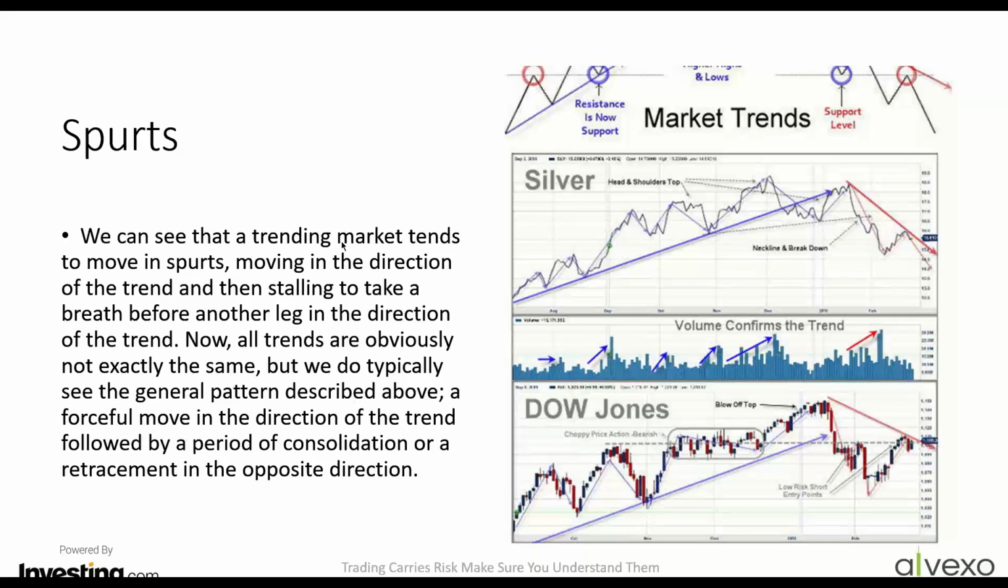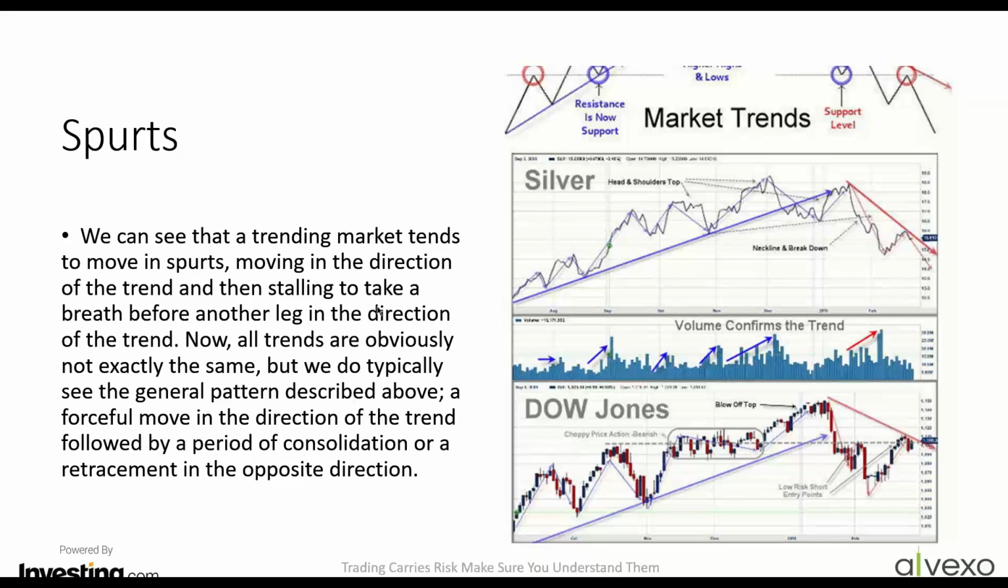Now we can see that a trending market tends to move in spurts. Pushes and ease, push and ease, push and ease. Troughs and peaks, peaks and valleys, however you want to define them. Now, all trends are obviously not exactly the same, but we do typically see the general pattern described: a forceful move in the direction of the trend, followed by a period of consolidation or retracement in the opposite direction.